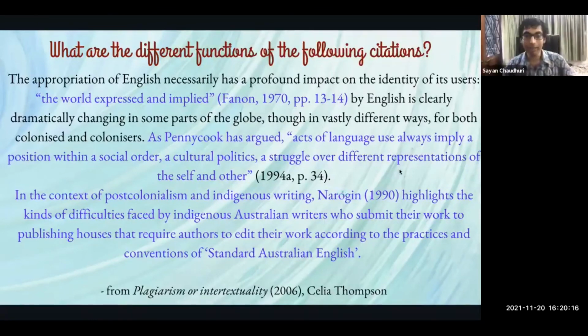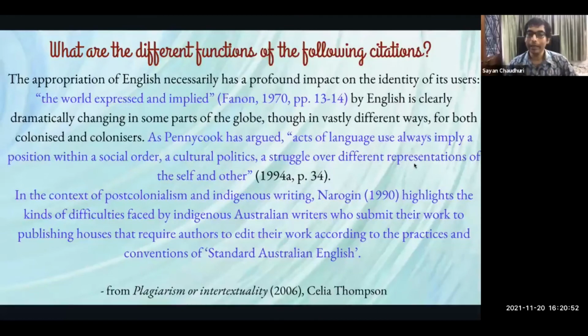And what is the application? That in the context of post-colonial indigenous writing, there are difficulties faced by indigenous Australian writers because they are writing in a language that is, let's say, their own, but they have to change their language to what is standard Australian English. Just like you write in Indian Englishes, but you have to change it to, let's say, British English because it needs to be published by some publication house, right? And that is the cultural negotiation and the power play that the author is now talking about.